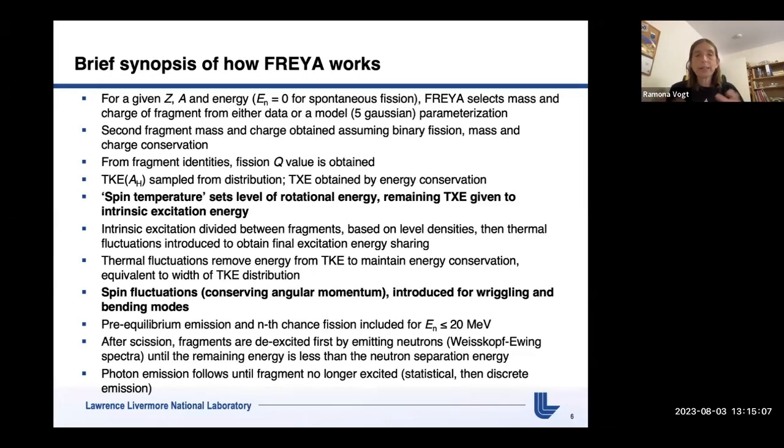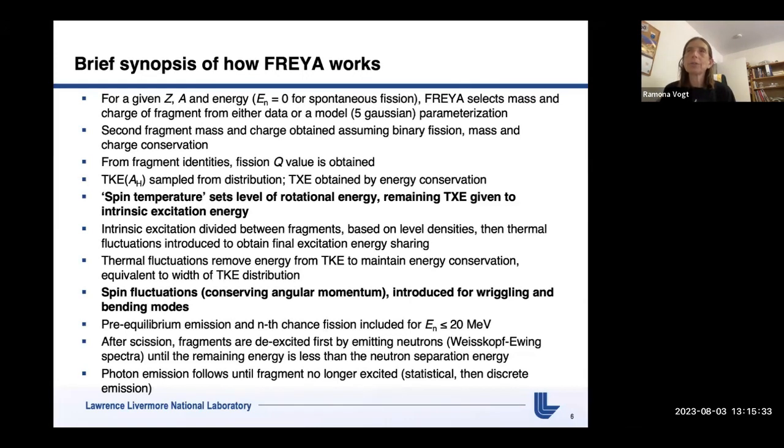So what Freya does with the compound nucleus is to select the charge and mass of each fragment, either from data or from a model. Kyle mentioned BROSA. That's one particular model where you can basically fit 5 Gaussians to the fragment distribution.